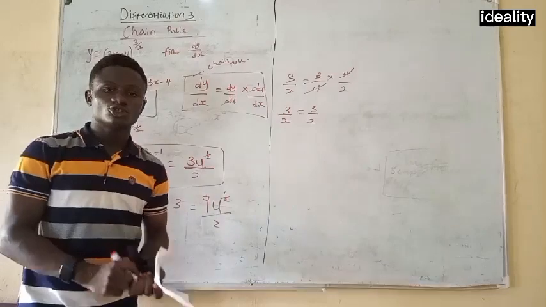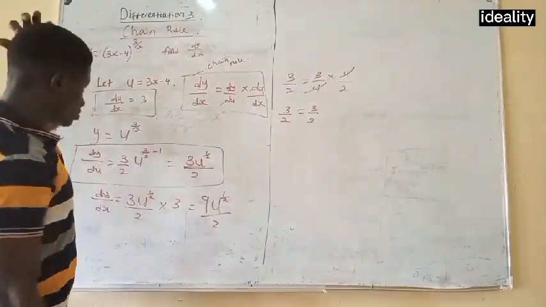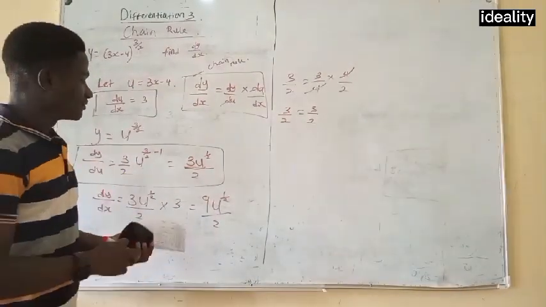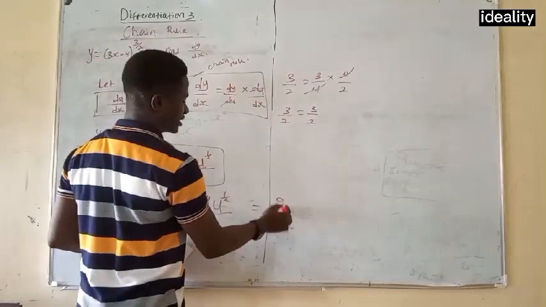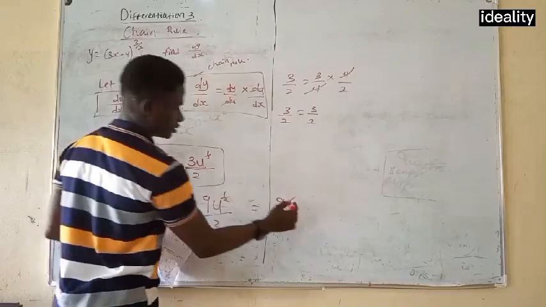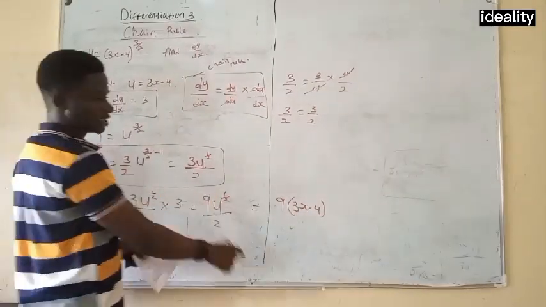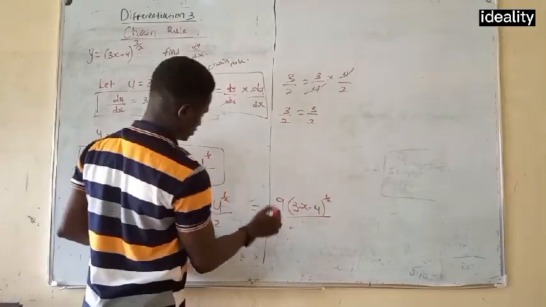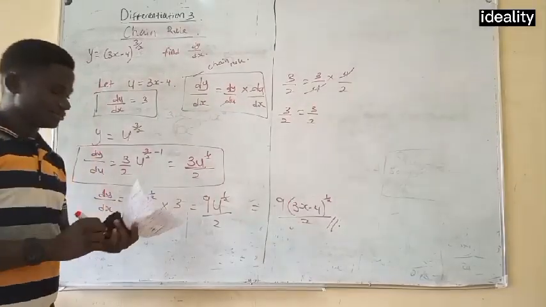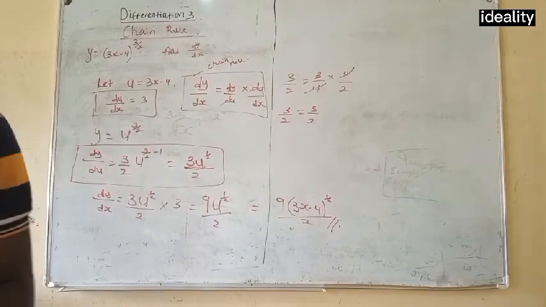But don't forget that in the question, we were not given u. In the question, our u is 3x minus 4. So anywhere I see u, I'll change it to 3x minus 4. So my final answer will now be 9, open bracket, 3x minus 4, raised to the power 1 over 2, everything over 2. And this should be my final answer. Let's try another example.